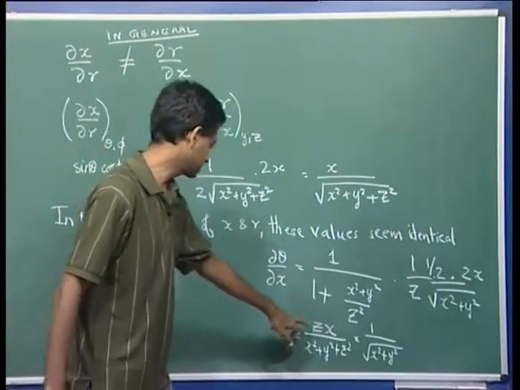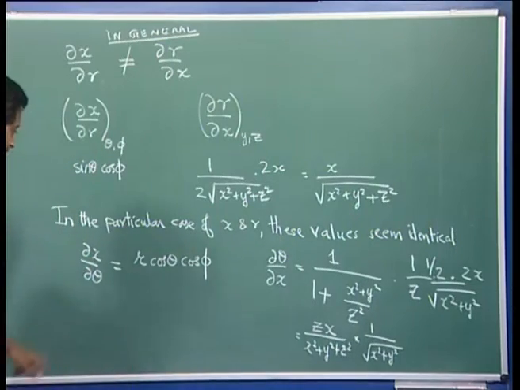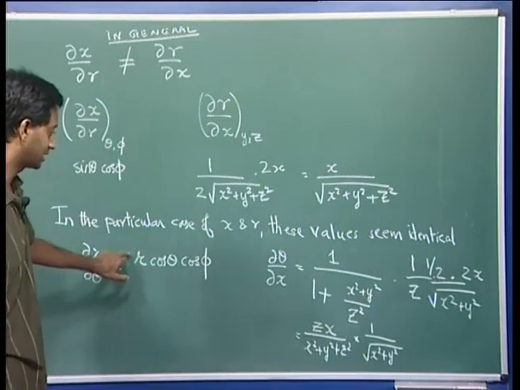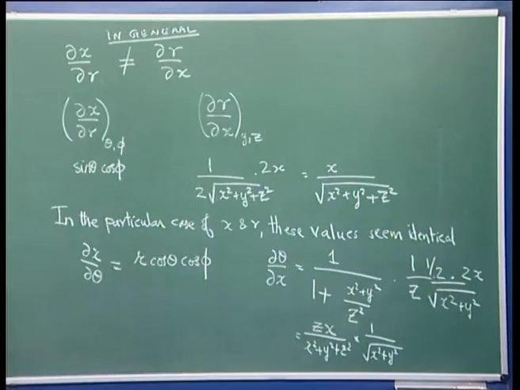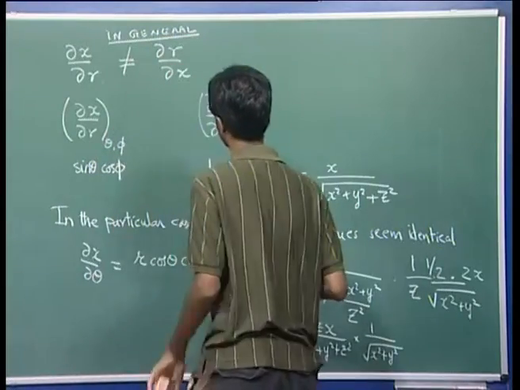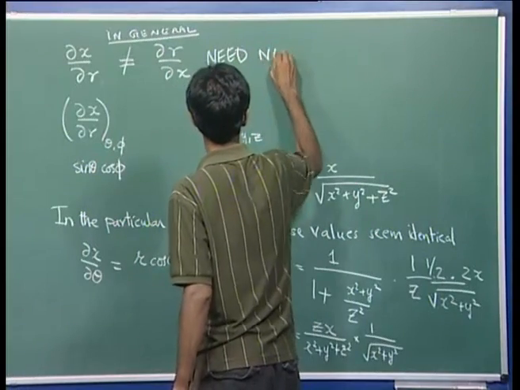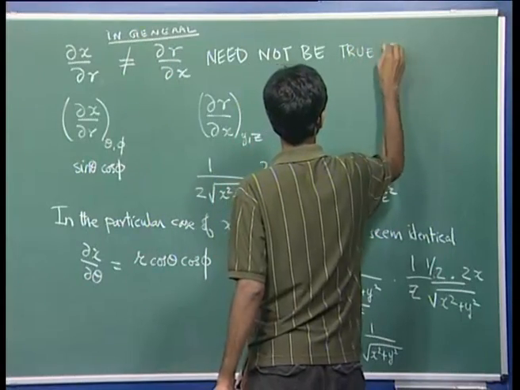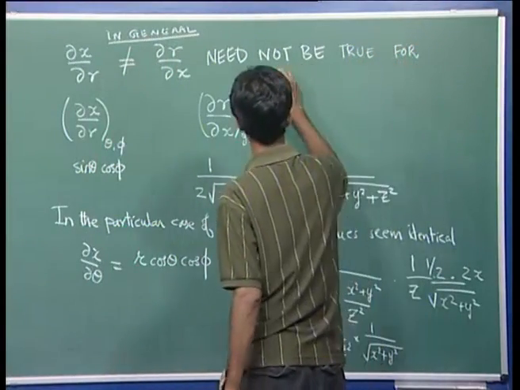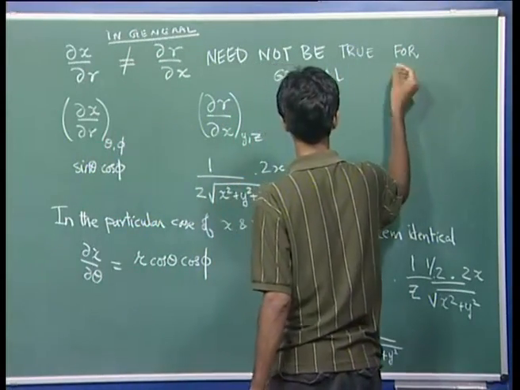Okay. And you can easily show that this is not the same as this quantity. In fact, this has dimensions of r, whereas this has dimensions of 1 over length. So even dimensionally, these quantities are not the same. So it is important to keep in mind that this need not be true. Okay. So I again emphasize, this need not be true for general variables.